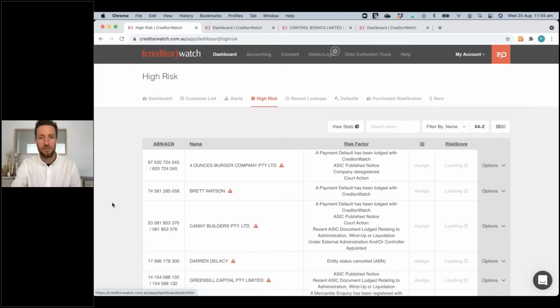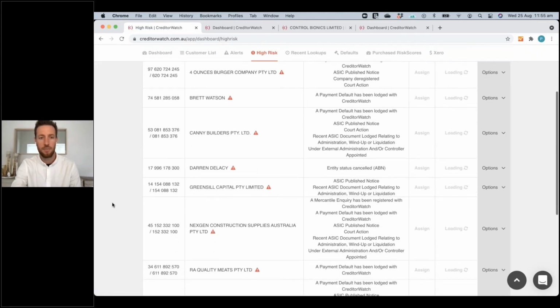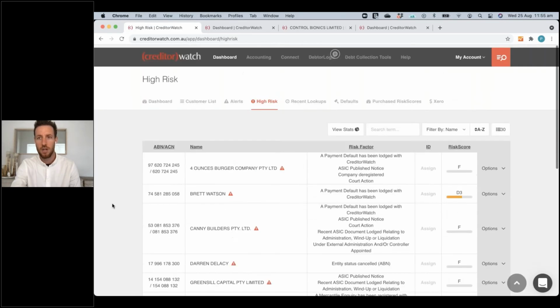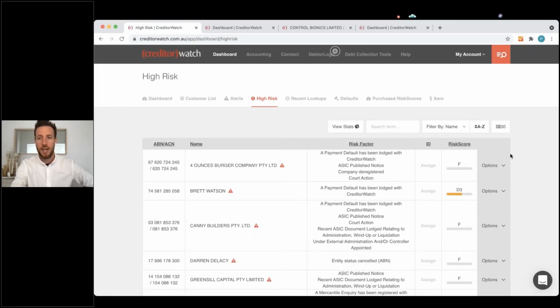We can also have a look at the high risk list. So these are all the companies that I'm monitoring within CreditorWatch that have some form of adverse on them. So plenty of information there, and the majority of our information is unique to CreditorWatch, bar the stuff coming from, of course, ASIC, the Australian Business Register.